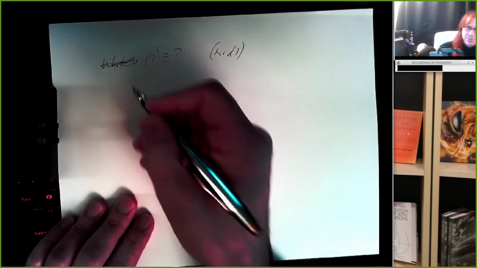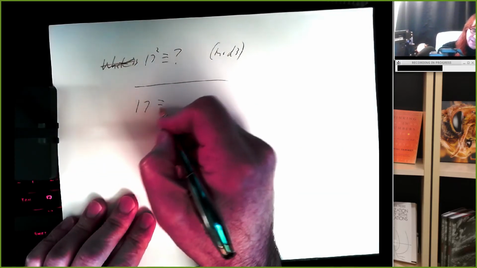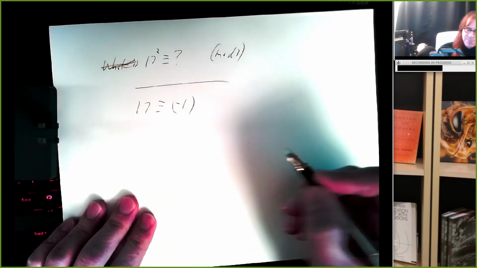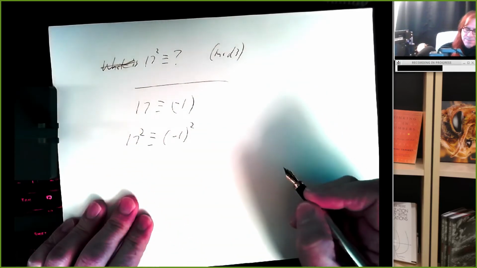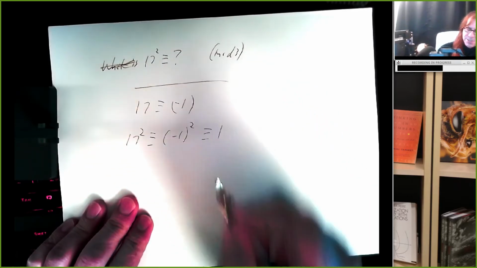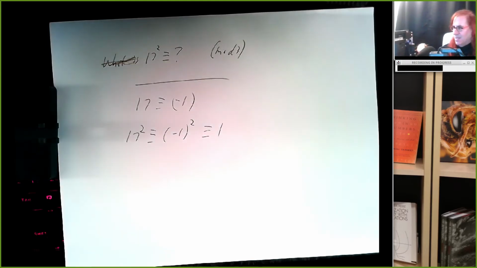But I can also do the following. I can say 17 is congruent to minus 1, and so 17 squared is congruent to minus 1 squared. And minus 1 squared is just 1. So I'm guaranteed 17 squared minus 1 will be divisible by 3.